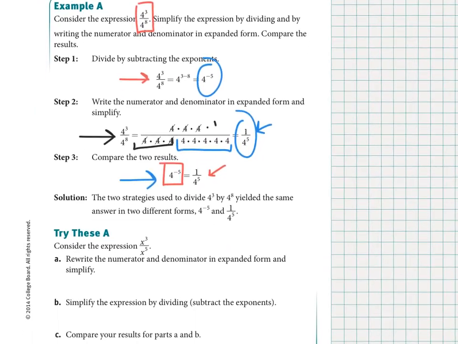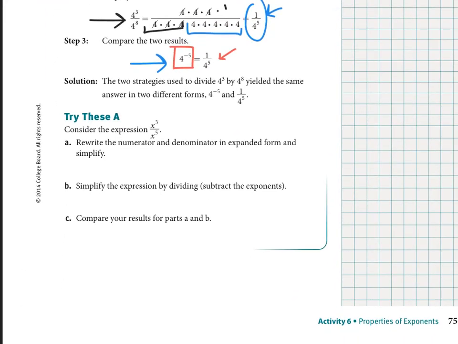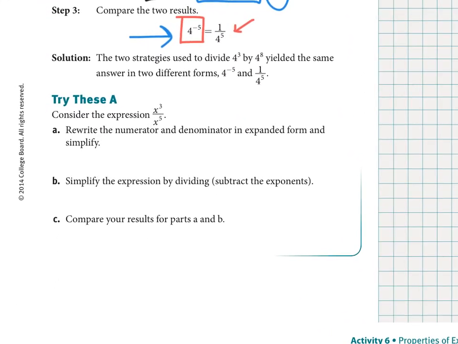Let's run through another example. The whole negative exponent thing is kind of weird to picture at first, but let's see what we can do with it. Consider this expression: x to the third over x to the 5th. Let's rewrite it in expanded form. The numerator would be x times x times x, and the denominator would have 5 of them: 1, 2, 3, 4, 5.